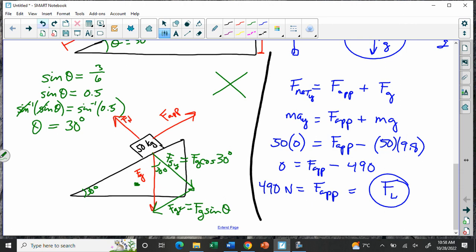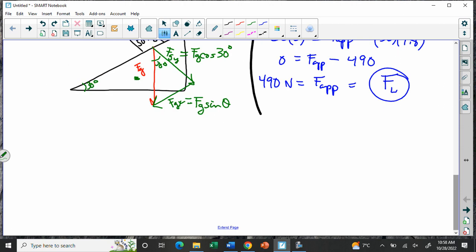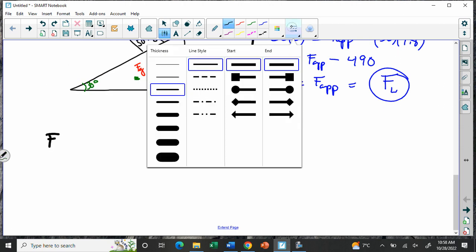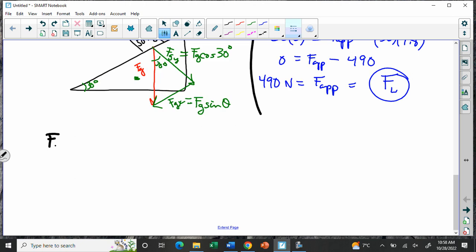All right. And of course, we can change that to mg later if we want. So there's our complicated picture. And then we start into our FNet equations. Our FNet y equation is going to look at the normal force and FGY, right?